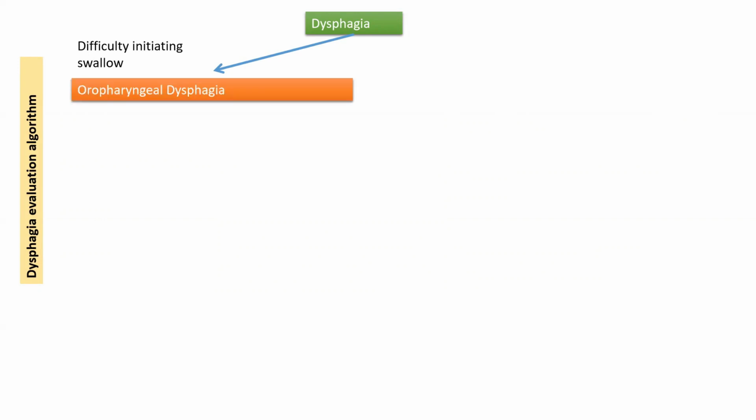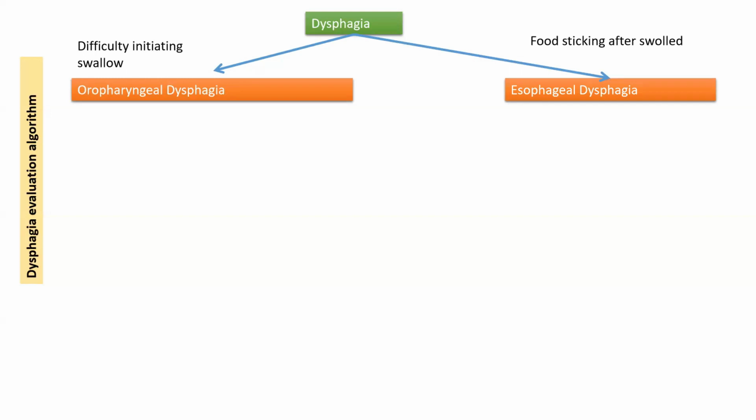Dysphagia, we see, is difficulty in swallowing. Then we should know what the next step should be. For example, if there is difficulty initiating a swallow, the patient cannot initiate swallowing, we will see that the patient has oropharyngeal dysphagia. Well, if food sticks after swallowing, for example, if the patient has initiated the swallow and it gets stuck in the esophagus, we can say that there may be some problem in the esophagus, that is esophageal dysphagia.